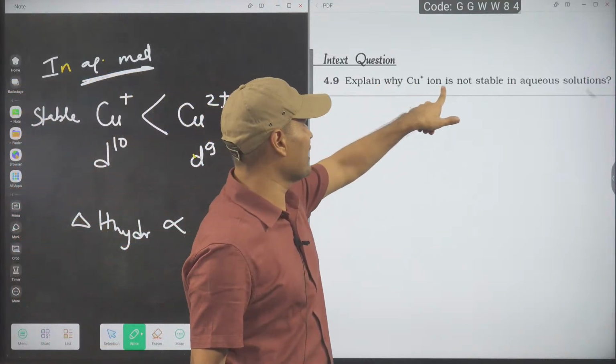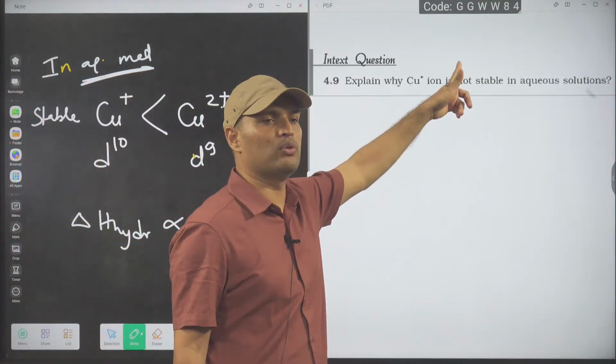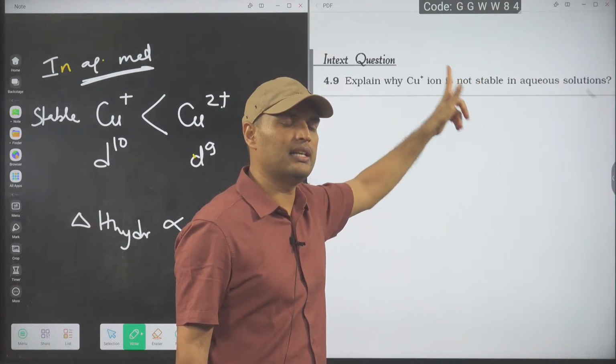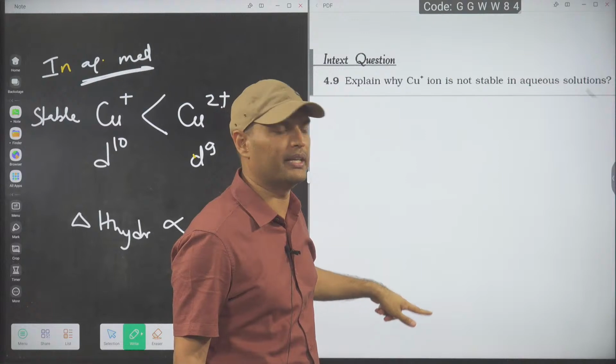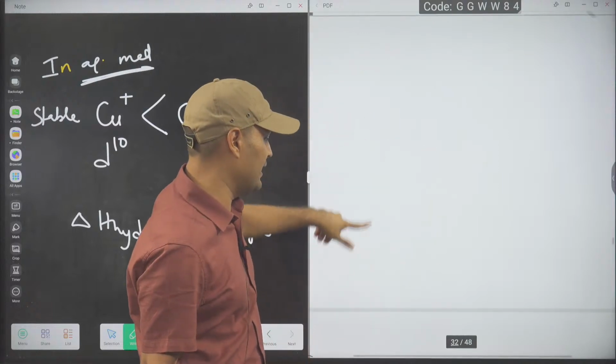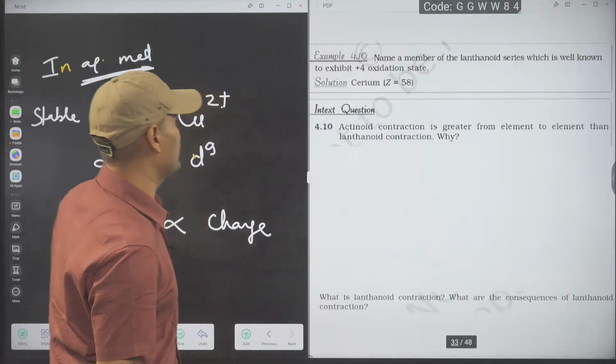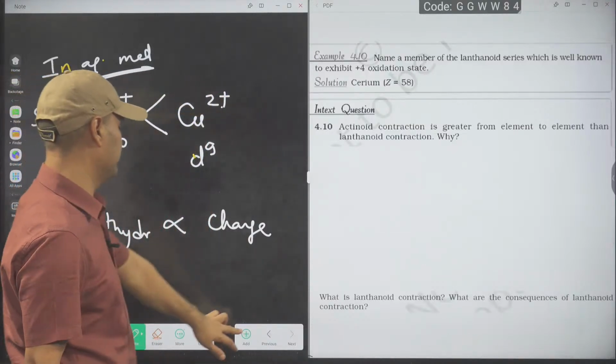Why is the copper +1 ion not stable in aqueous medium? You can say less hydration energy. Less charge, so less hydration energy is liberated.